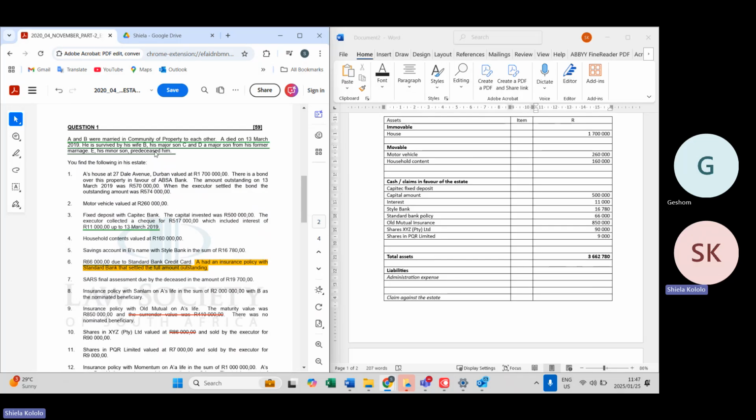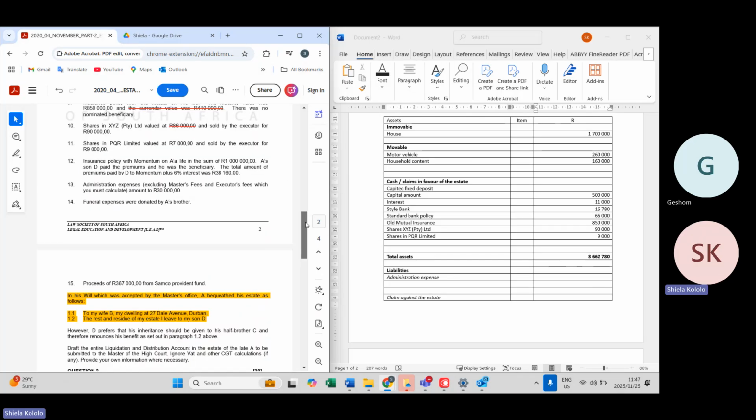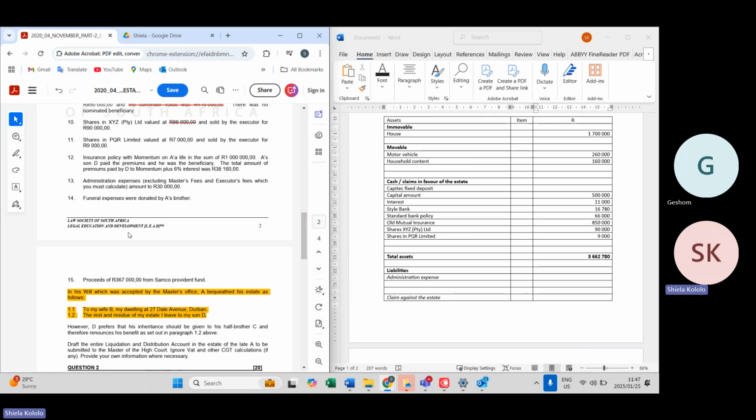Okay, now we're gonna start. Let's go to our item. I think it's 12. So yeah, okay, no, it's 13. Item 13 says administration expenses amount to 30,000. So you're just gonna take this 30,000 and put it here. It's your administration expense. But then they say excluding master's fee and executor's fee. So which means you still have to calculate your master's fee and executor's fee.